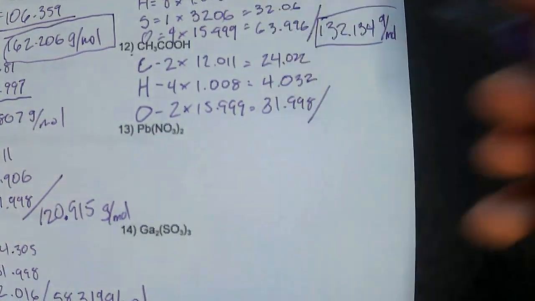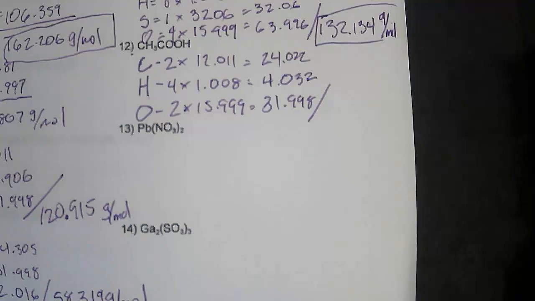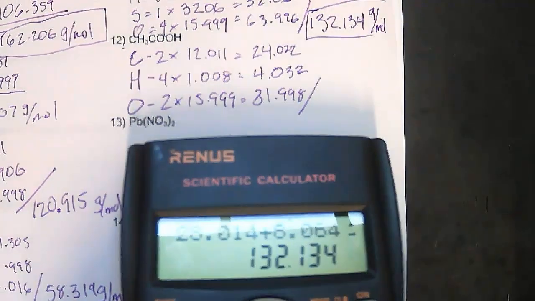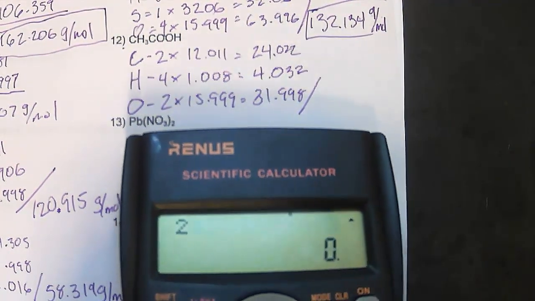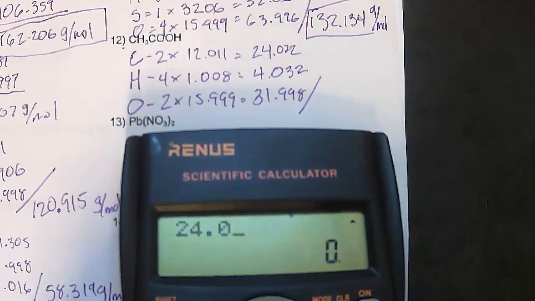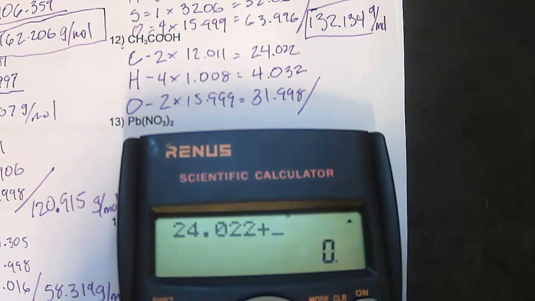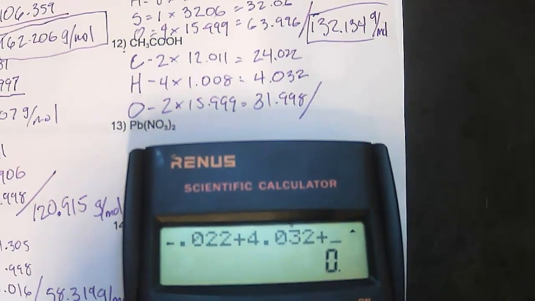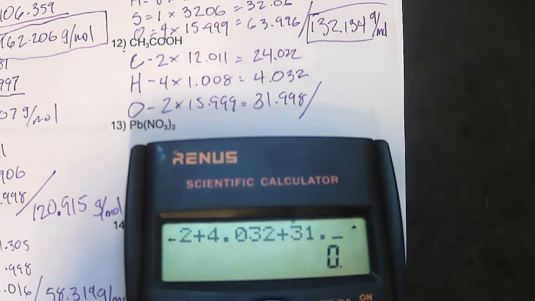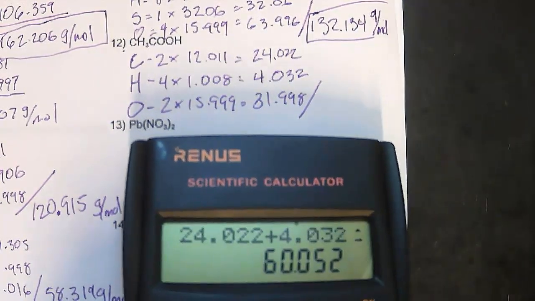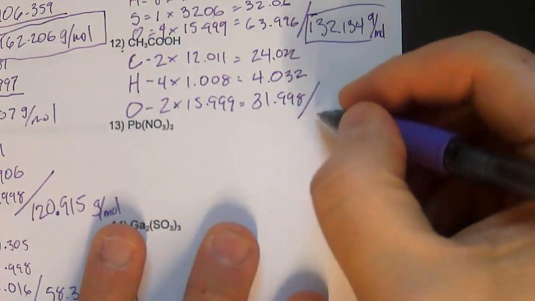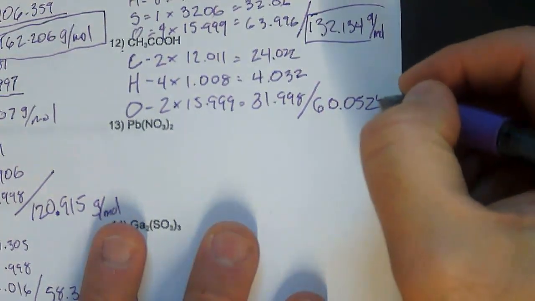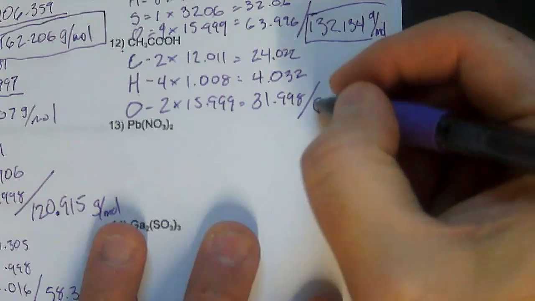We take those and we add them up. 24.022 plus 4.032 plus 31.998. 60.052. 60.052 grams per mole. And there's my answer.